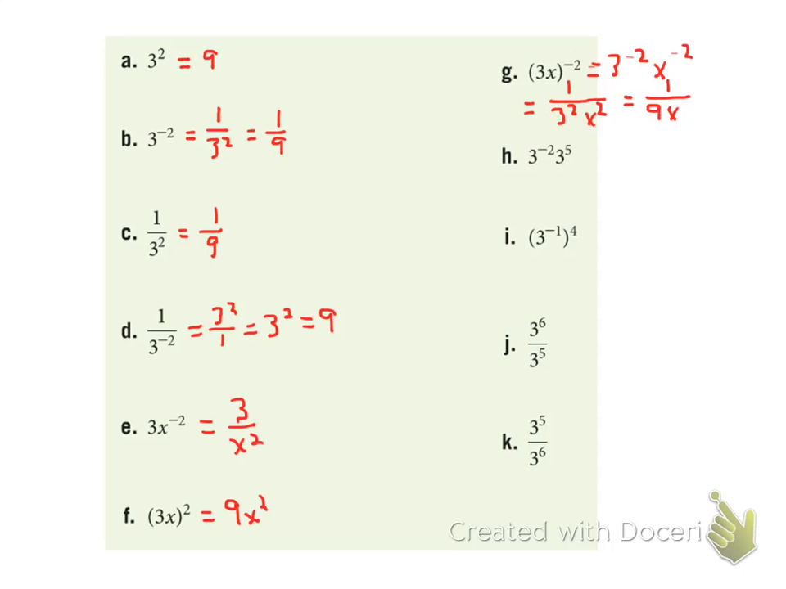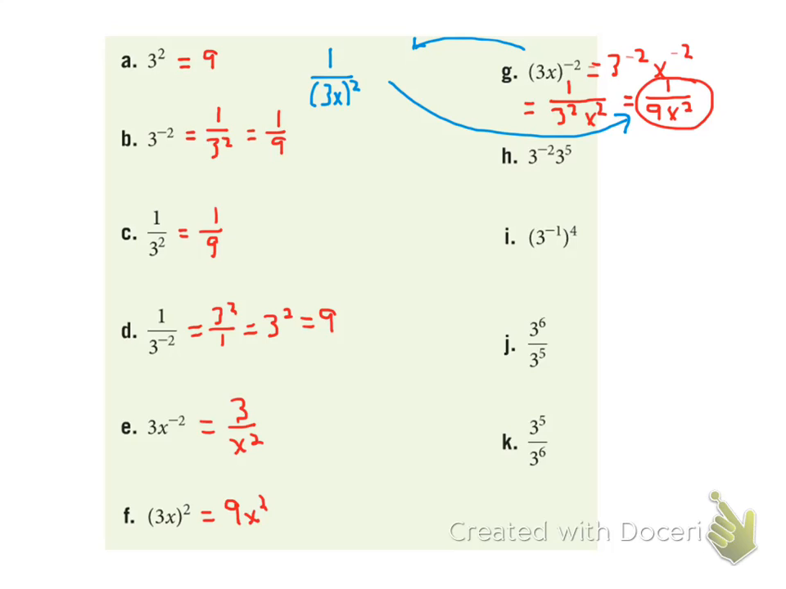9x squared. There you go. Now another way to do this one, some people might look at this and say, I'm going to get rid of that negative right away. So you could have started by writing it as 1 over 3x squared. So you could have moved it to the denominator first and then distributed the 2, and you would get the same thing. Squaring the 3 gives you 9, and then the x squared.